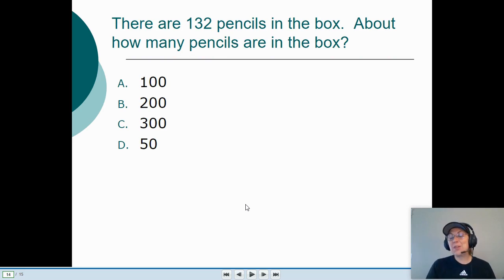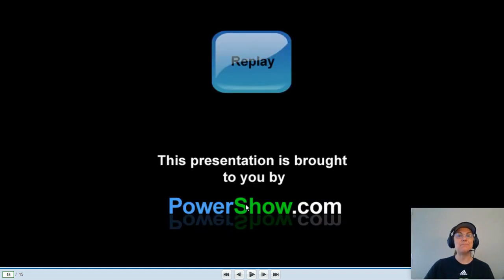All right, there are 132 pencils in the box. About how many pencils are there in the box? We're rounding the 132 to the nearest 100. You got it. It is 100 when we round that 132 to the 100.